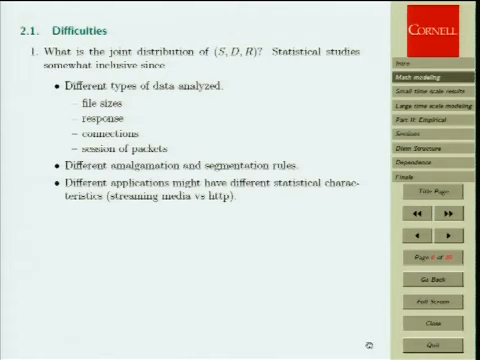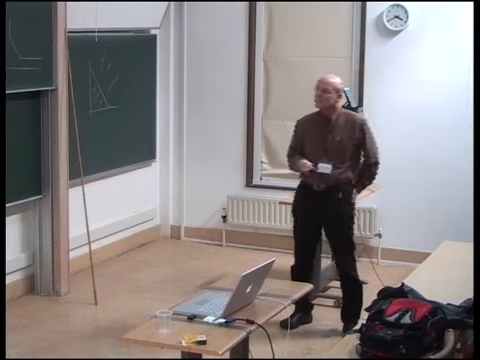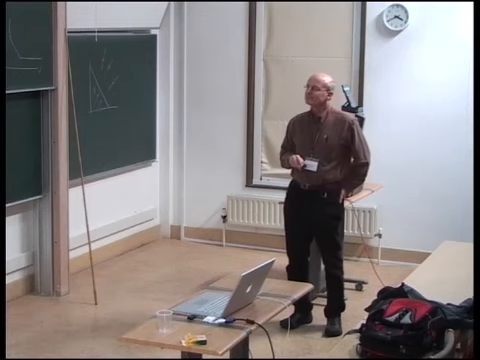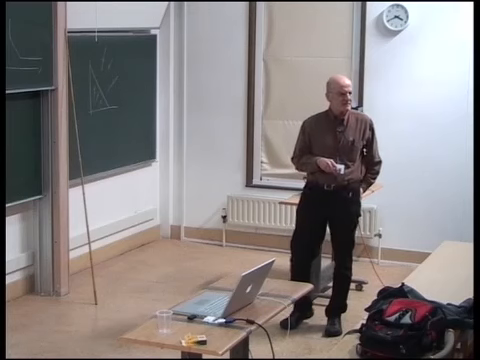So what you look at is going to affect this decision. What you're trying to model is going to affect this decision. People have also used different amalgamation rules, different segmentation rules, depending on their purposes. And then the last feature, which is probably not going to surprise anybody, is that different applications will have different statistical properties. So for instance, streaming media would not behave the same as web requests.